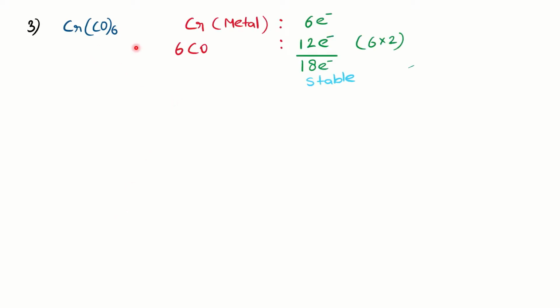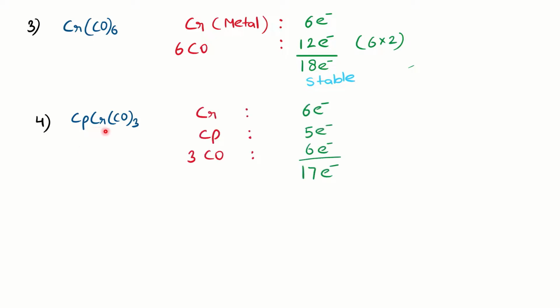Next molecule you have a chromium complex, where chromium contributes 6 electrons. It is in the same group as molybdenum. Carbonyls are 6, 1 carbonyl contributes 2, 6 into 2, 12, and that makes it 18 electrons, which makes it more stable because it attains a noble gas configuration.